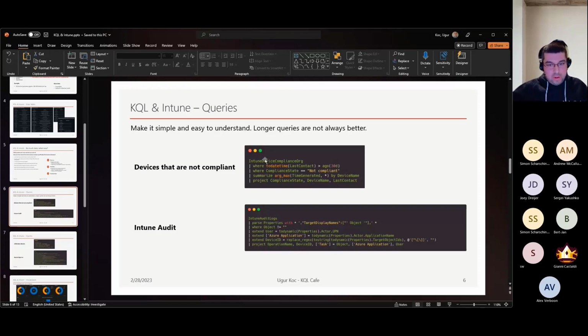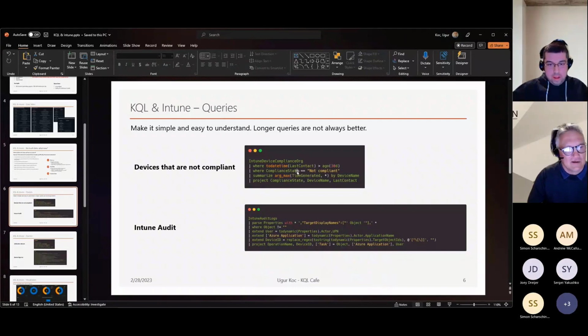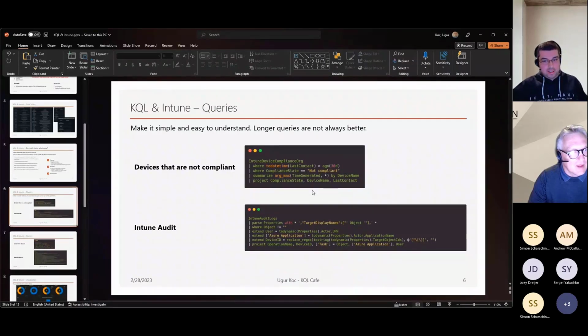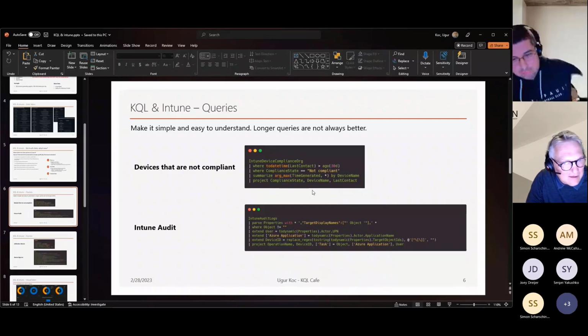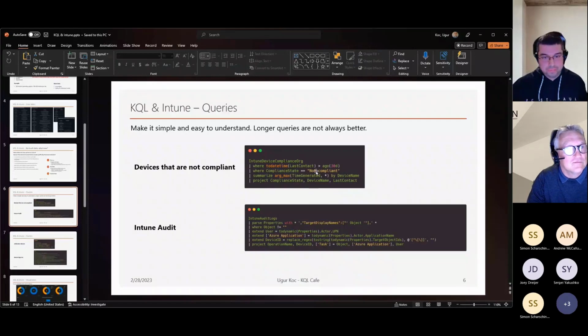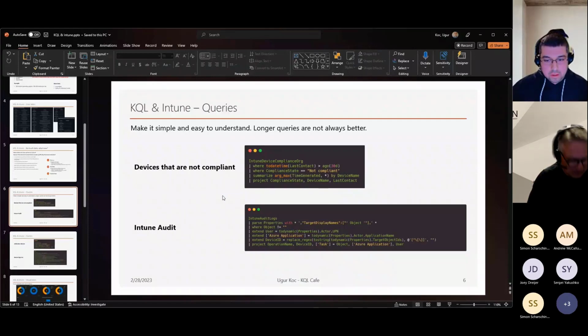is the table we already know. We have the data that's been searched for, also the time frame, compliance state is not compliant. We summarize the data by device name, and then we show the compliance state, device name, and last contact. So at the end of the day, we have a nice table with the data we want to know of. The same goes for the next query. I won't go into the details, but you get the point of it.